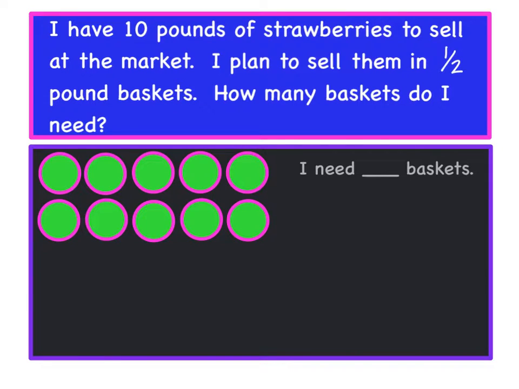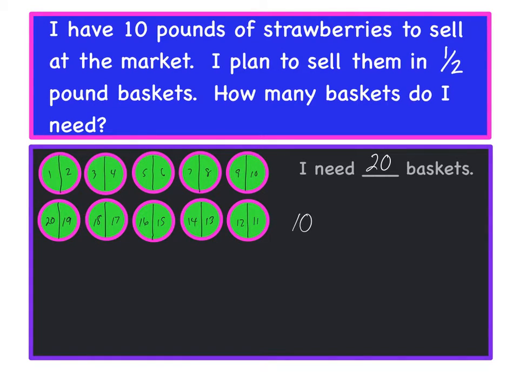Again, I use the circles for my picture, and now I need to split all 10 of these pounds in half so I can figure out how many I'm going to need. Once I split all 10 pounds in half, now I need to go through and count, and by counting I'm just going to label each half so I can figure out how many baskets I need. And it looks like there will be 20 halves. So my math problem, well, first let me write in my answer here. So it looks like I may need 20 baskets.